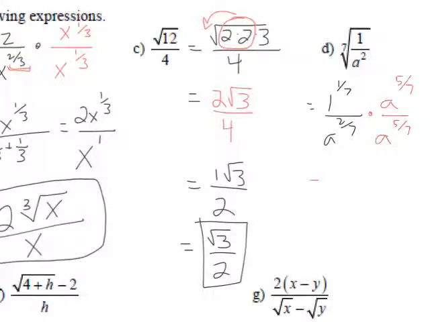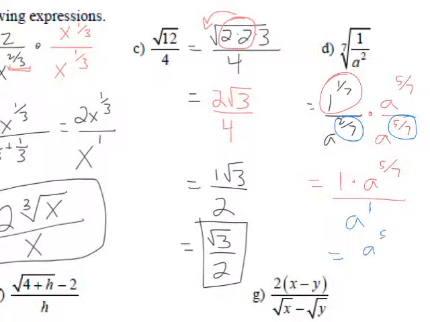Now what I have in the numerator, the 7th root of 1 is 1. A to the 5/7 stays by itself. And then in the denominator, 2/7 plus 5/7 is 1. So our simplified answer comes down to a to the 5/7 all over a. And if we wanted to write that as a radical expression, whoops, undo.